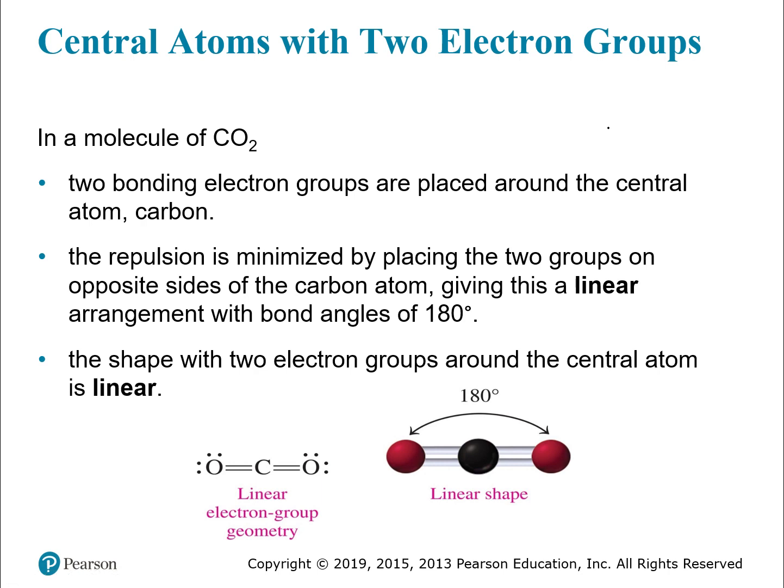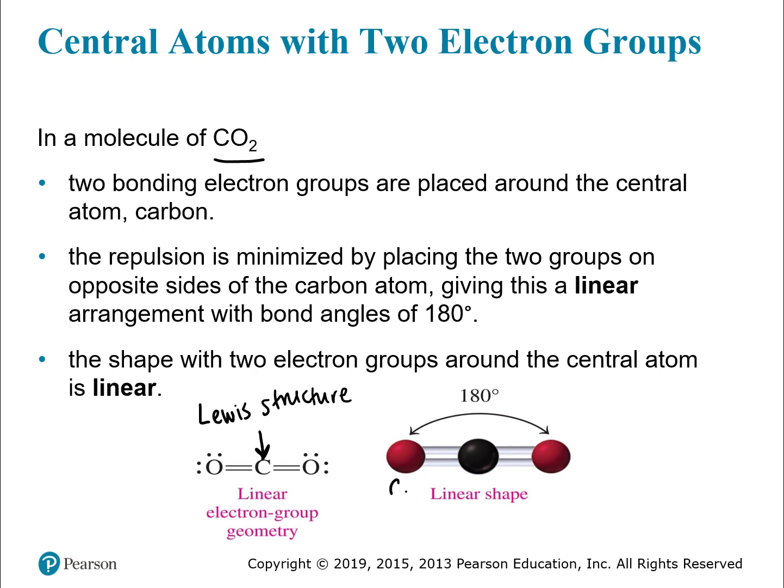So first we're going to talk about a central atom with 2 electron groups. So our example here is carbon dioxide. If you draw out the Lewis structure, you're going to have the carbon in the center and then an oxygen on either side. There's not enough octets, so you're going to form some double bonds here. When you have 2 electron groups, the furthest apart that they can be is 180 degrees.